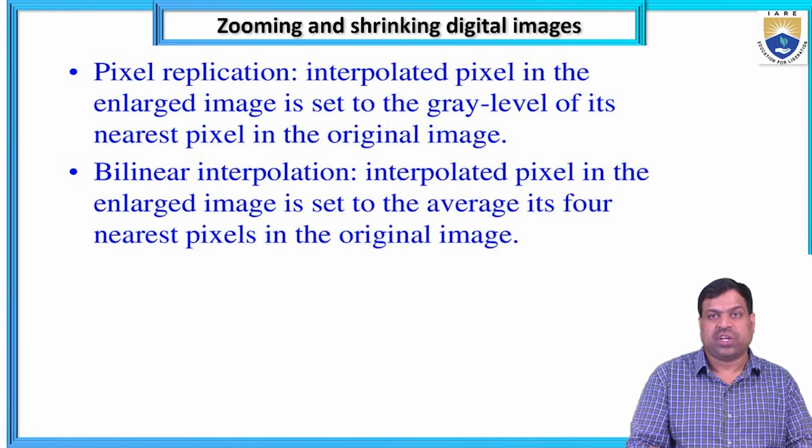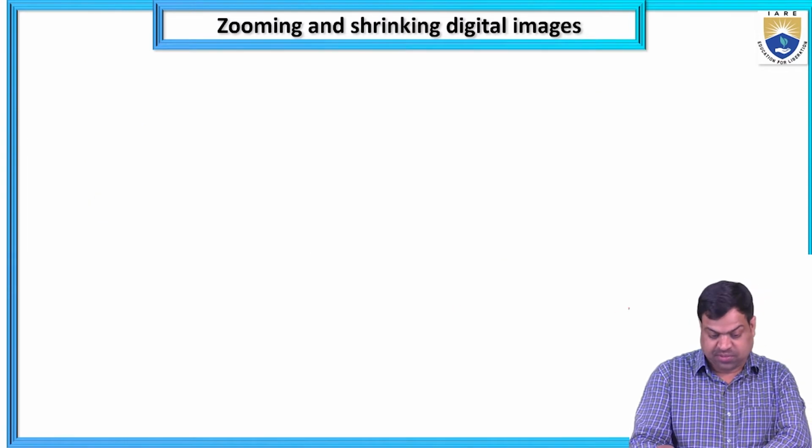Now pixel replication. What is pixel replication? The interpolated pixel in the enlarged image is set to the gray level of its nearest pixel in the original image. That is pixel replication. Next one is bilinear interpolation. The interpolated pixel in the enlarged image is set to the average of its nearest pixels in the original image.